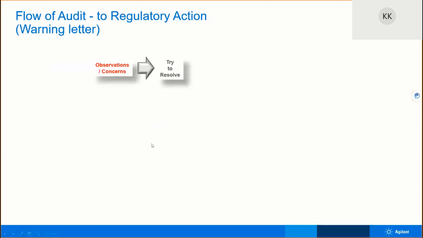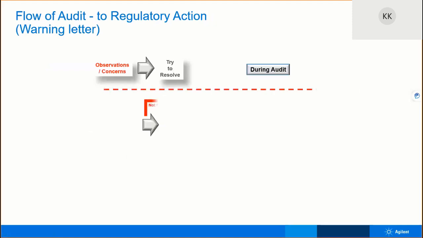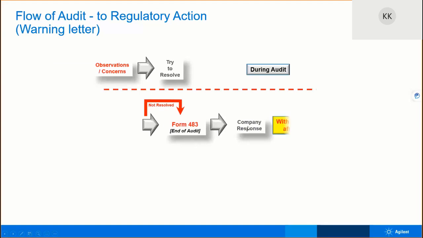So just a sort of explanation of how you come to get a warning letter, and I hope no one of you gets a warning letter. During an audit, there are observations and concerns, and you try to resolve them there on the spot during the audit. If it cannot be resolved during the audit, you will get a Form 483 at the end of the audit, and you will have a company response within 15 days after the audit.